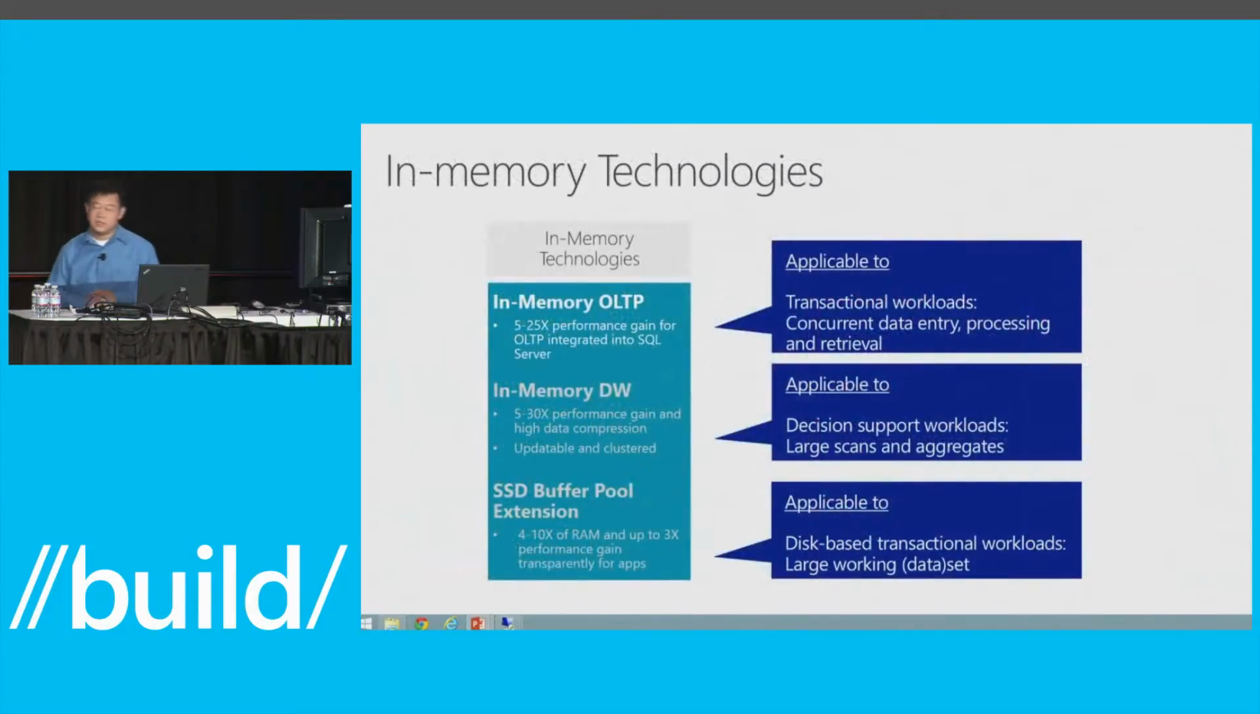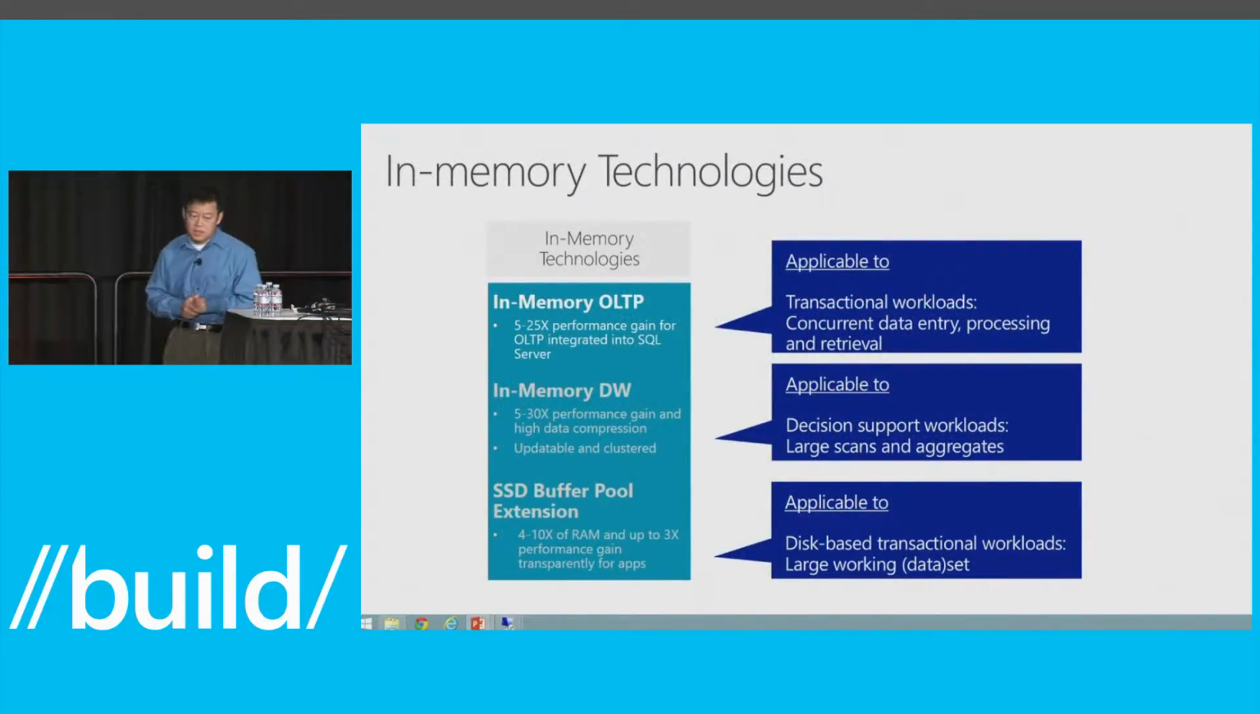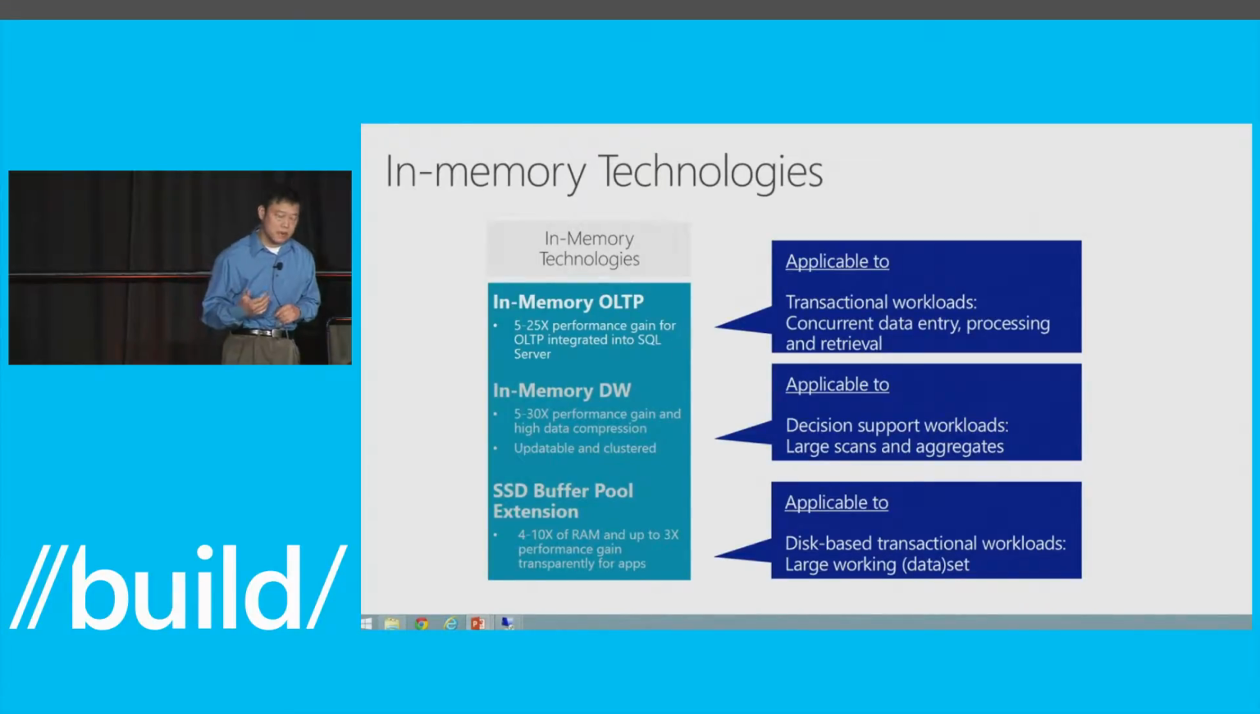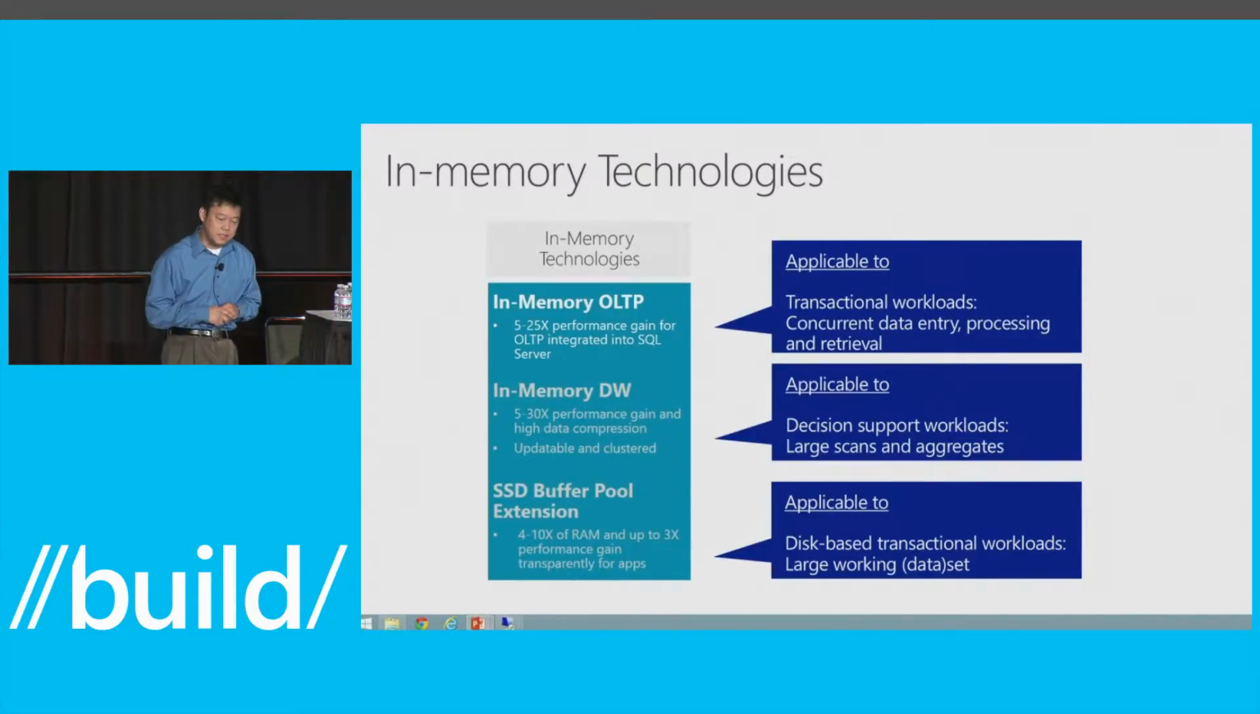And let's look at the in-memory technologies. In 2014, really there are 3 of them. The most important one, actually most of the engineering effort went into the first one, which is in-memory OLTP. This is a relatively unique solution. I don't think we have a lot of competitors yet in the marketplace. And in-memory DW is something which is already in 2012, but maybe not widely used yet.